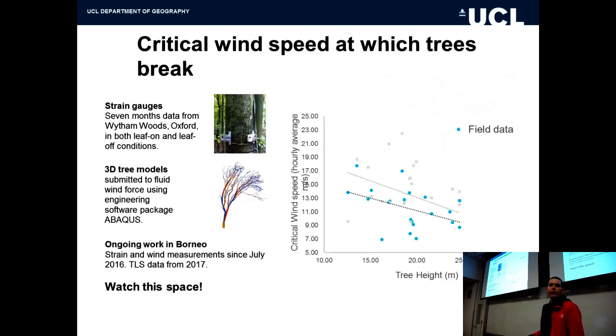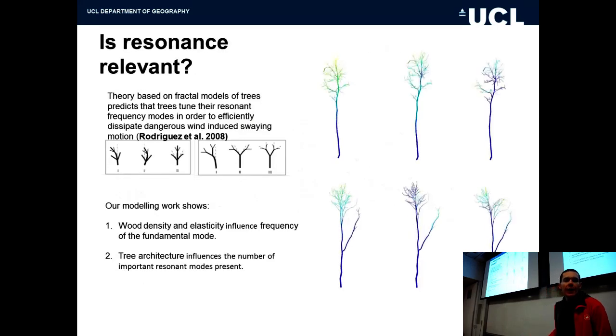So what is the critical speed at which trees break? That's something that Toby's been doing in his PhD, putting accelerometers on trees and looking at how they move, and then using our TLS data to explore the stresses and strains on those trees. That's work that's been using tropical trees now as well for the first time.